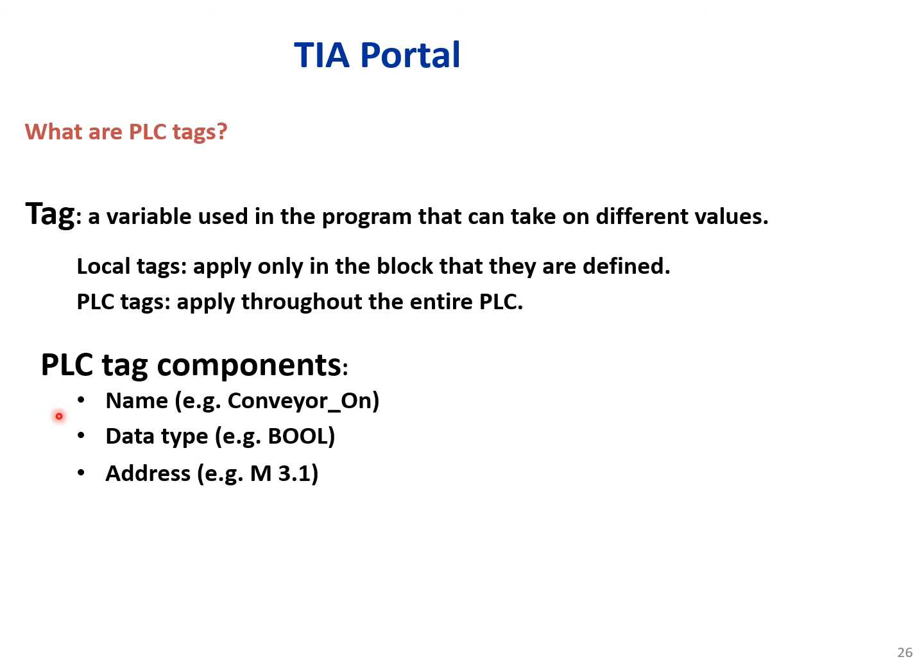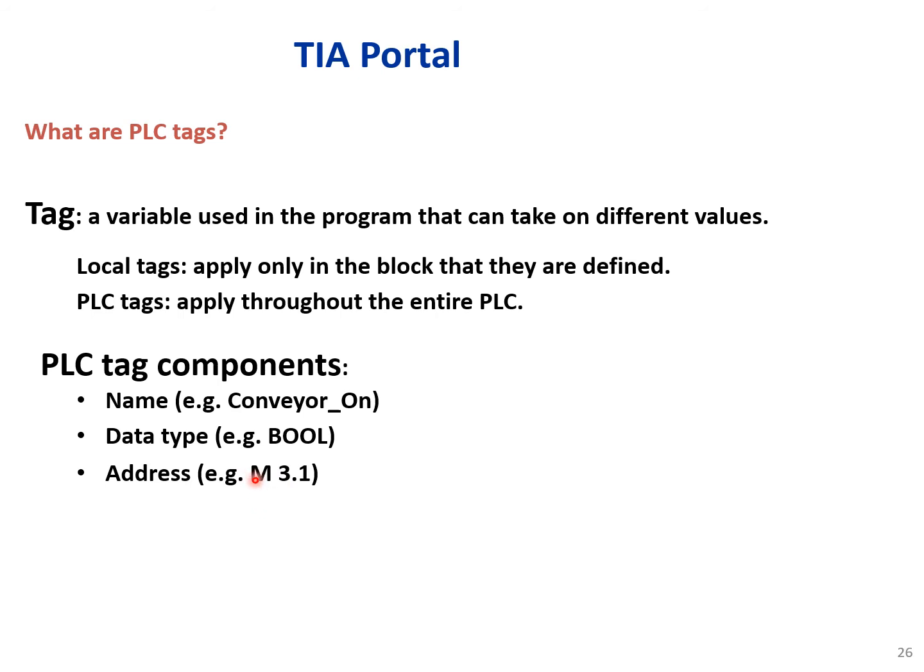PLC tag components could, for example, include a name. So let's say conveyor on. Okay, so let's say the name of one motor is conveyor on. It's the one that switches on the conveyor. So you could choose whatever name you wish. Then we need to select a data type. For example, that one is a Boolean, either off or on. And we could also specify an address, let's say M3.1.